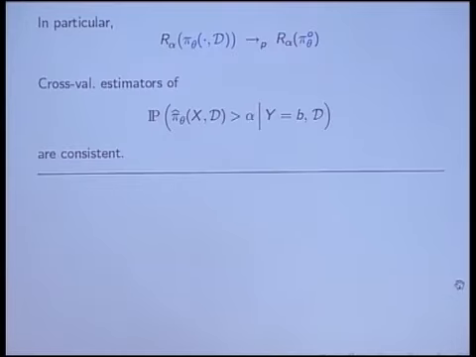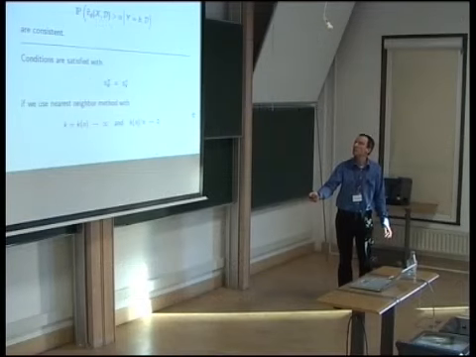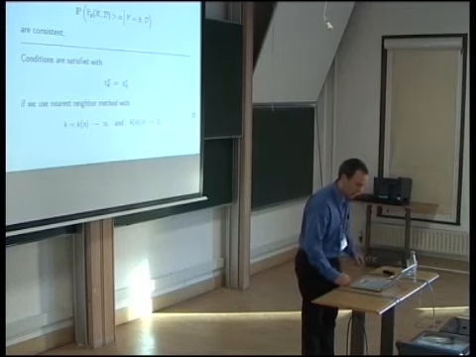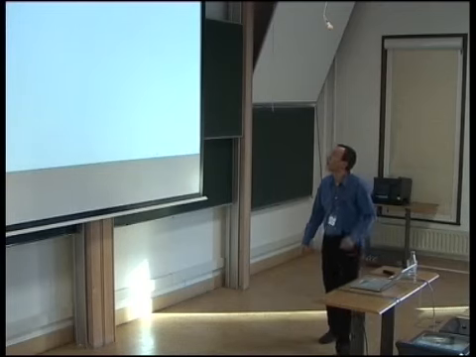And if you take any cross-validation type estimators of these probabilities, these are consistent, and also you end up with the conditions all being satisfied, with the limiting p-value being the Bayes optimal p-value, if you use the nearest neighbor method with a growing number of nearest neighbors but slower than the sample size. Okay, so that's all the classical zero order asymptotic theory.